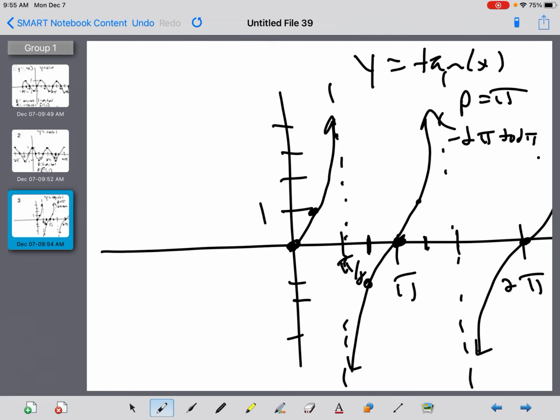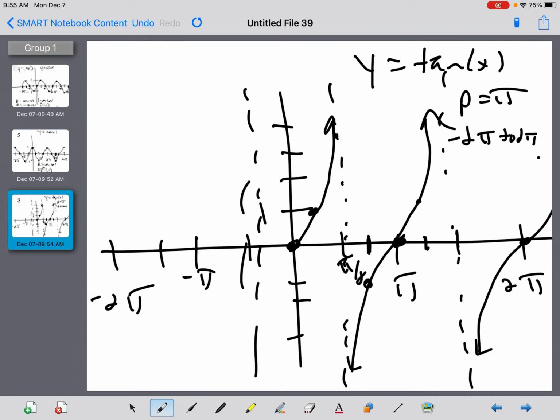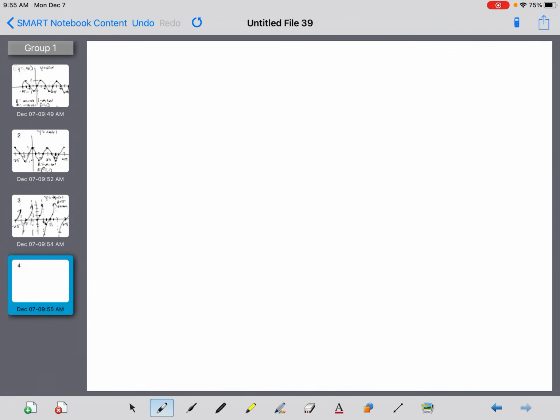So there's one cycle. So if this was negative 2 pi and this is negative pi, here's the negative pi over 2. There's your asymptote. 3 pi over 2, there's an asymptote. Tangent goes like this. It's going to go like that. So there's 2 cycles of the tangent curve. Actually, 4 cycles.